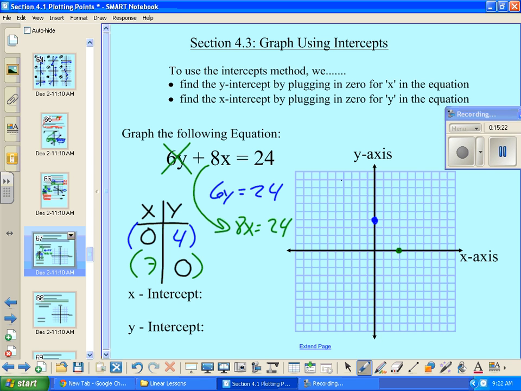Once I have 2 points, I can graph a line. I just got to draw a line through both those points. There's the graph of that equation using this second method, the intercepts method.